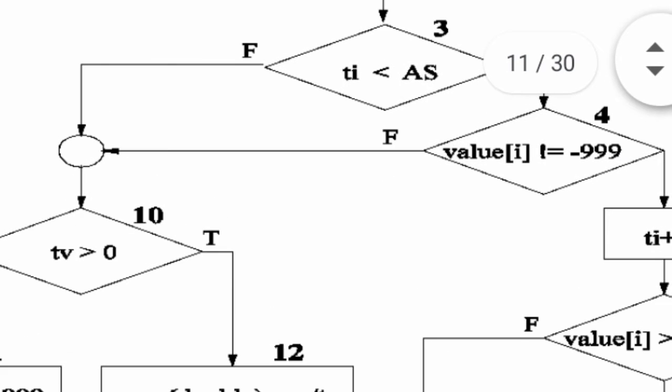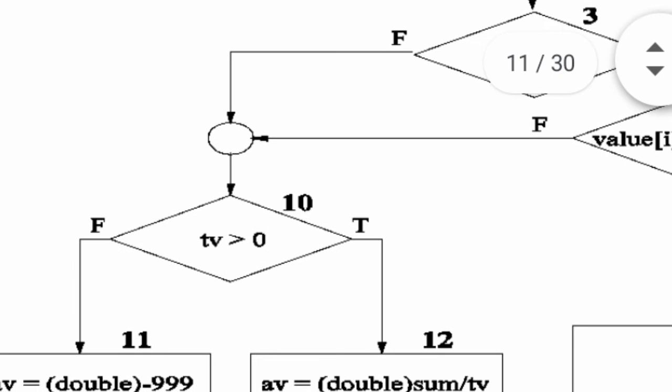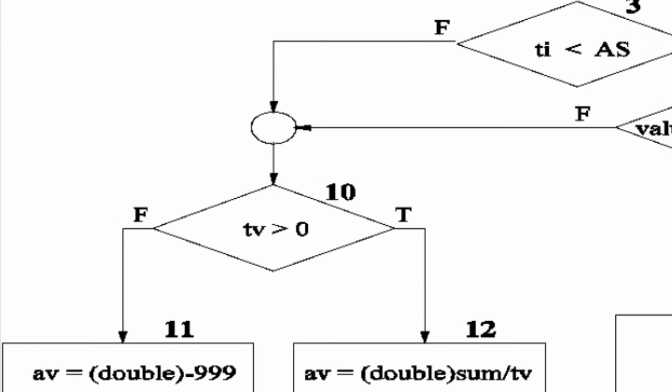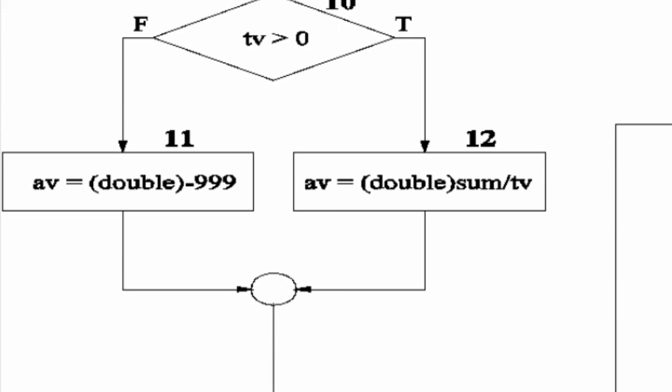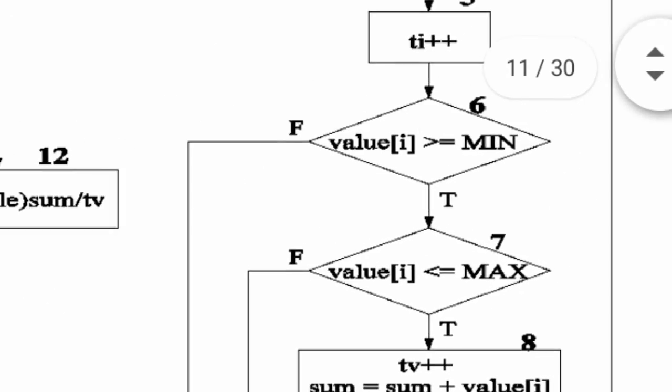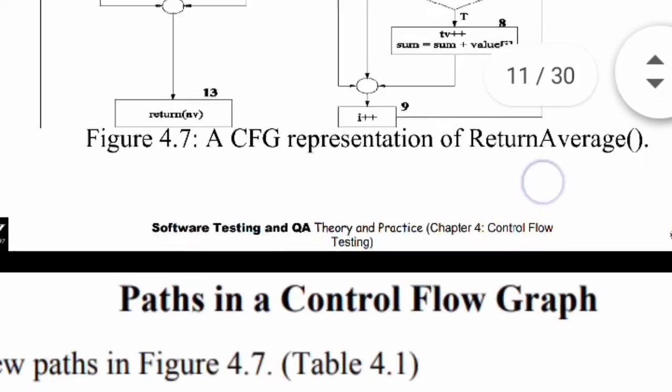If this condition is false, the comparison statement tv is greater than 0. If it is true, av equals sum by tv. If it is false, av equals minus 99. It is the return value. So the two flow graphs you must practice: the first one is the file open program logic, and the second one is computation of average. CFG, representation of return average.